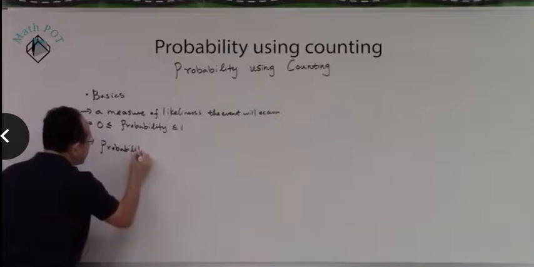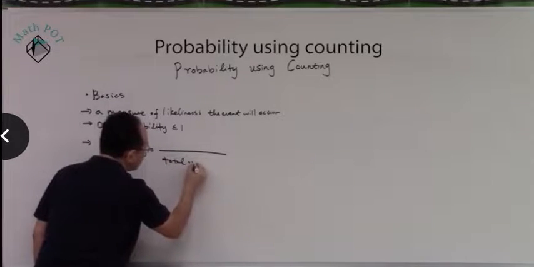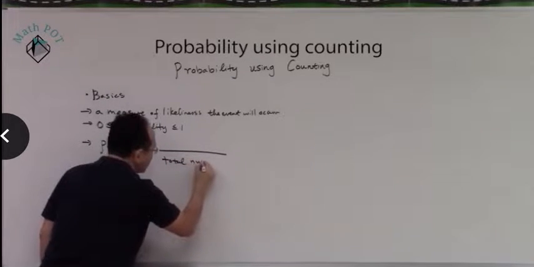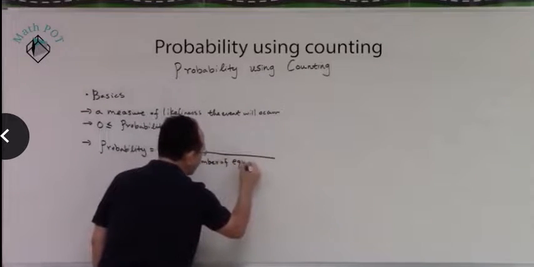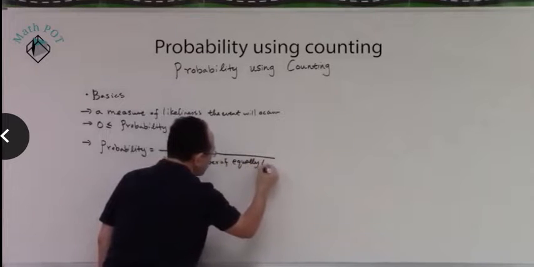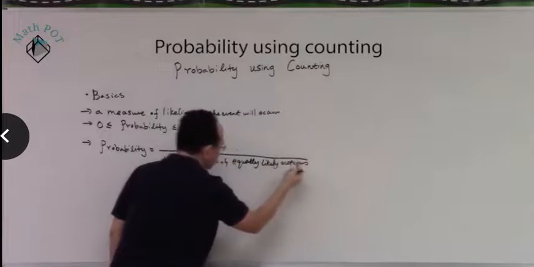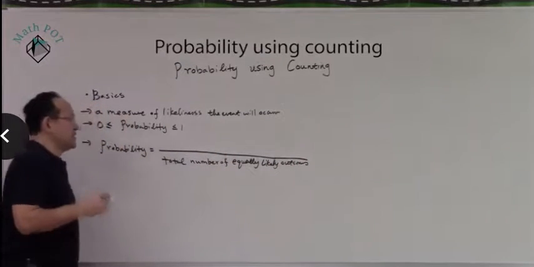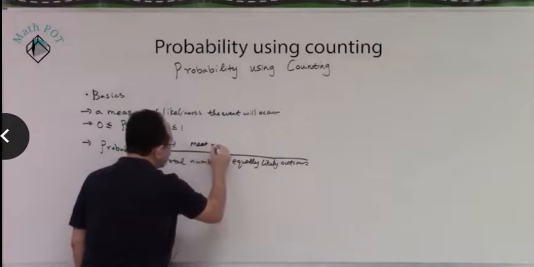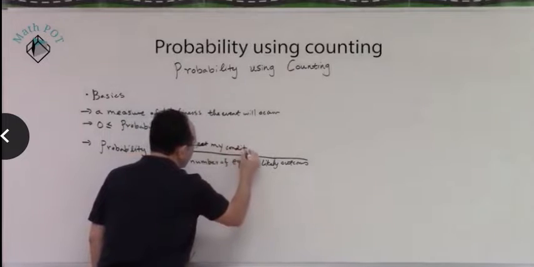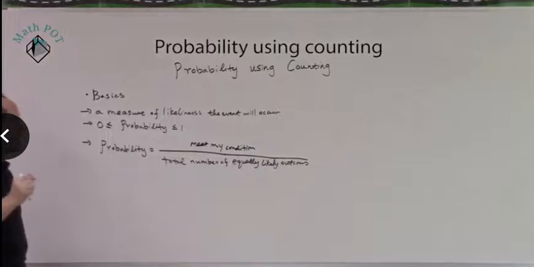Probability is a ratio. The bottom number is the total number of equally likely outcomes. Make sure you understand this word. Equally likely outcomes give us the bottom number. The top number is the number of outcomes that meet my condition. Try to remember this formula, because we will use it a lot from now on.